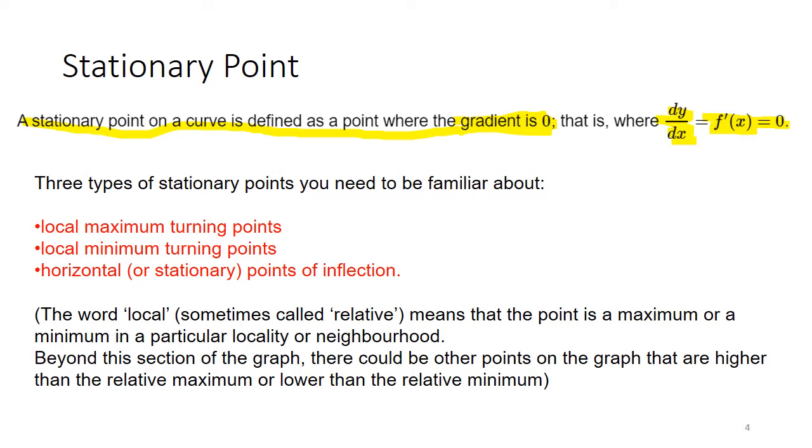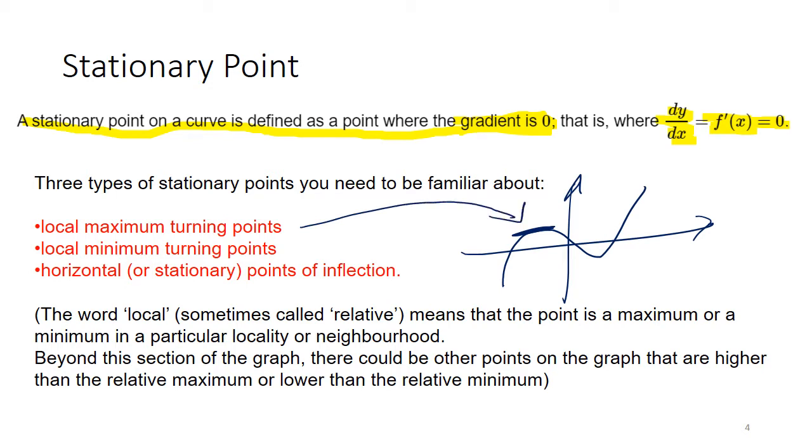So if I've got a curve that looks like this, this we would call the local maximum turning point. Well, because this is the maximum point in this vicinity, right? If the graph looks like this, this point onwards would be higher than this one. So this is not the absolute maximum point, but we call this the local maximum turning point.